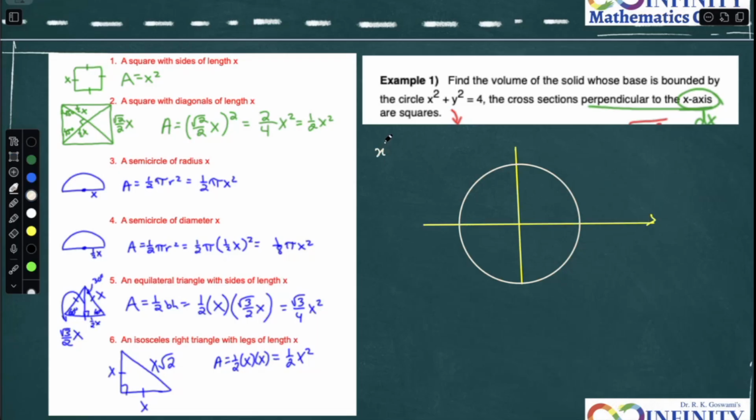It is x square plus y square equals r square. Right. So the radius should be 2, since r square is 4. So we have a circle with radius 2 there. Now let us just do a cross section perpendicular to the x-axis. This is the cross section perpendicular to the x-axis.